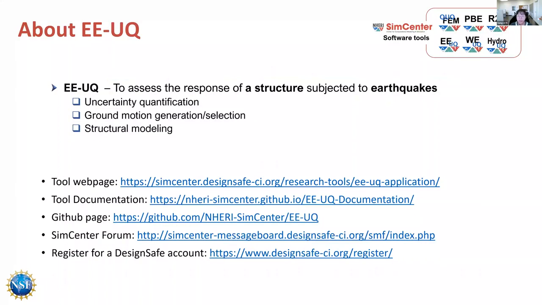Before we start, among 6 of our SimCenter tools, this presentation will use EUQ as our demonstration example, which is used to assess the earthquake response of a structure. There are various modules supported in EUQ, and today I will use the uncertainty quantification module for multi-fidelity Monte Carlo, and we're also going to use the ground motion generator. But for structural modeling, we will bring our own model, which is written in OpenSees.